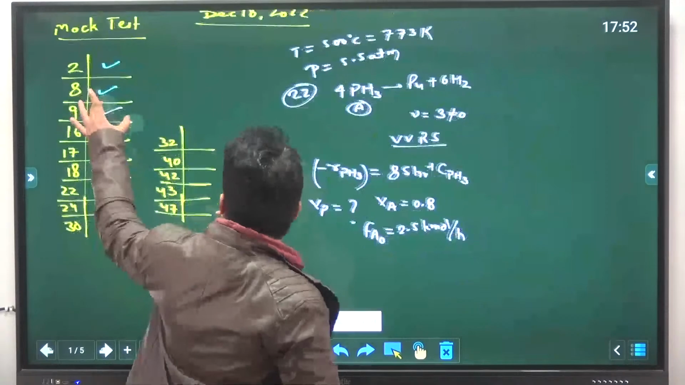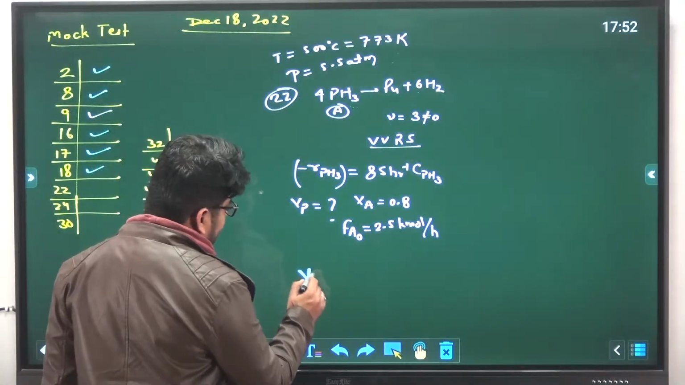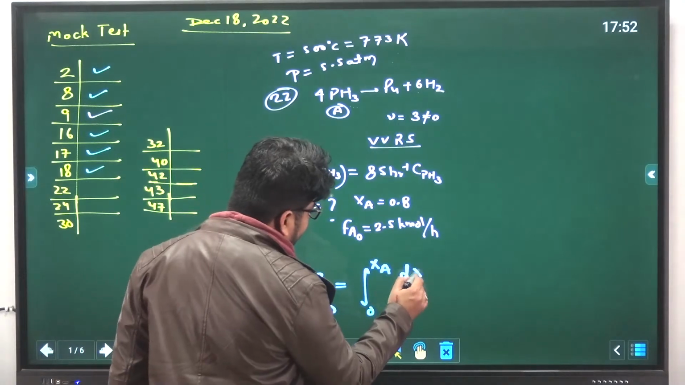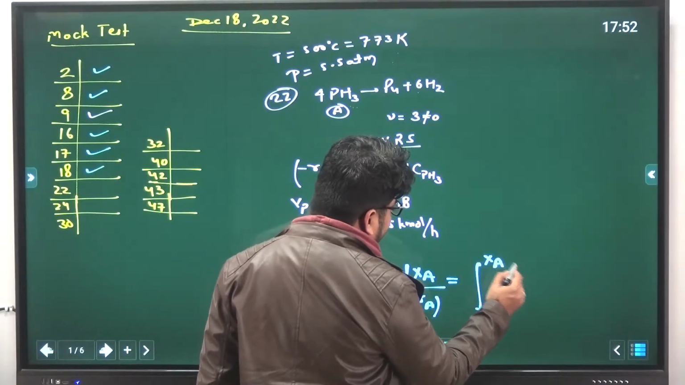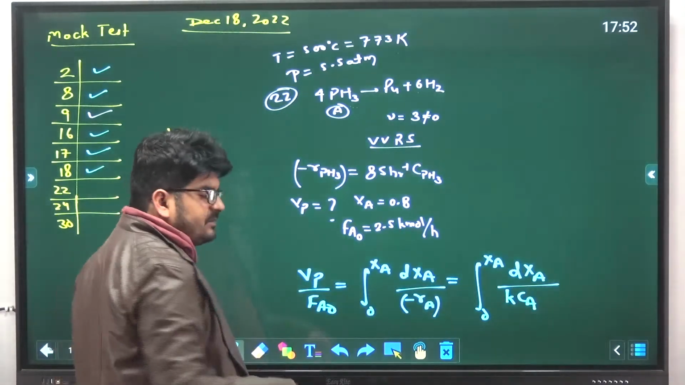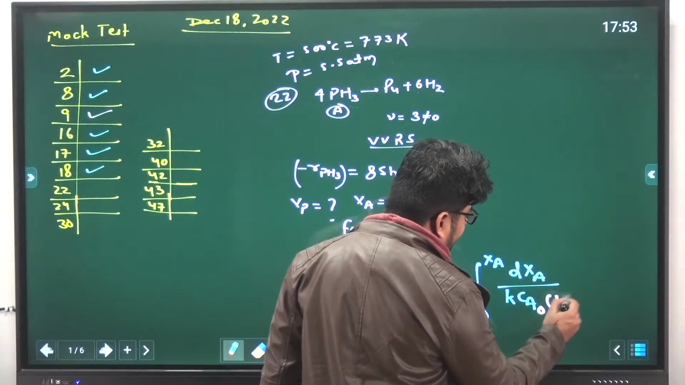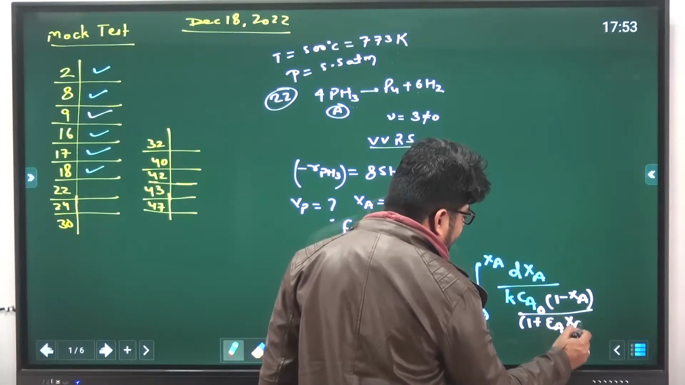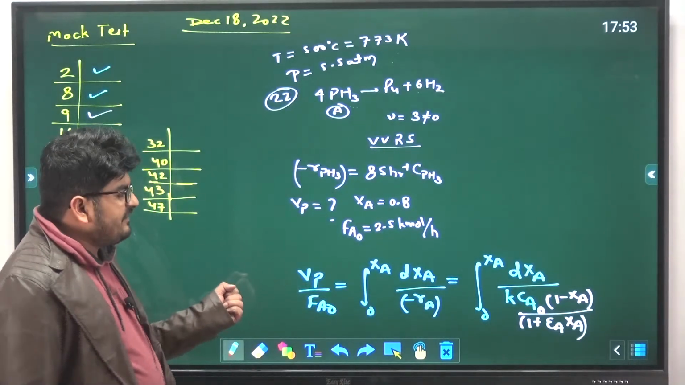So I hope you guys know that for variable volume reaction system, the design equation of PFR is Vp by FA0 equal to integration from 0 to XA dXA over minus RA. And here if you put the value of minus RA, that will be k CA. And for variable volume reaction system at constant temperature and pressure, I hope you know that CA is equal to CA0 into 1 minus XA over 1 plus epsilon A XA. So here you can solve this integration where k is given, 85 inverse.